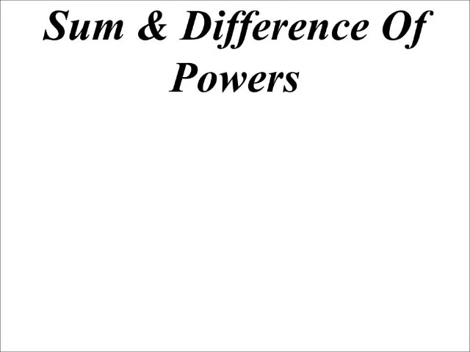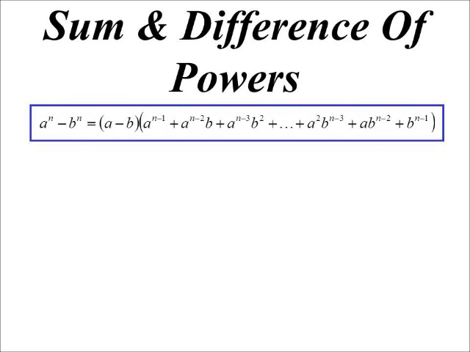Sum and difference of powers. We have actually talked about this before. Right? If you have a to the power of n minus b to the power of n, then it can always be factorised starting with a minus b, and then the powers of a will go down by 1, and the powers of b will go up by 1.